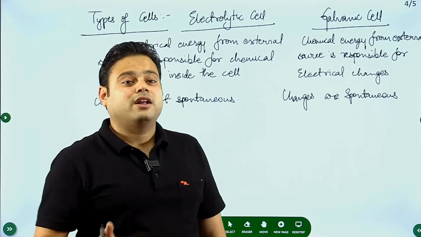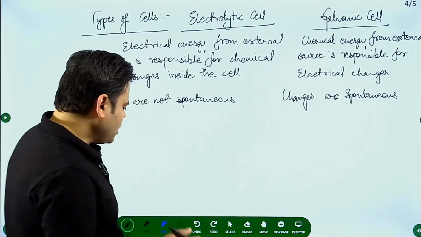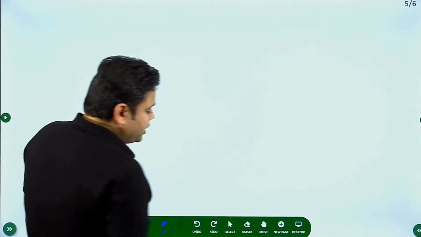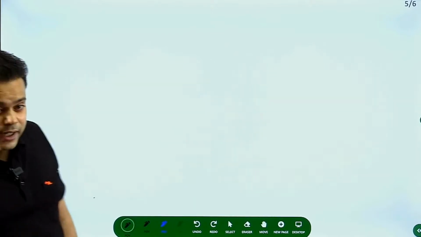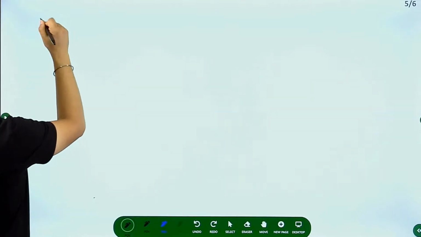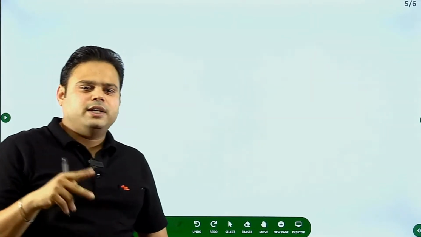Chemical energy को electrical energy में change करेगा, and this change is going to be very spontaneous. Now, what are those factors which govern these changes that are taking place? Okay, there are laws related to it. One of these is called the Faraday's law of electrolysis. There are two laws. We'll be seeing them one by one.